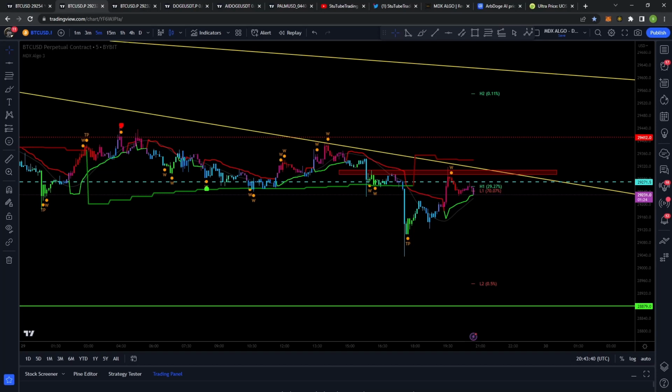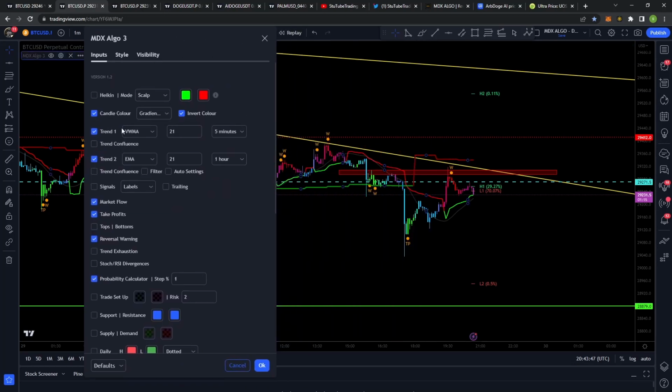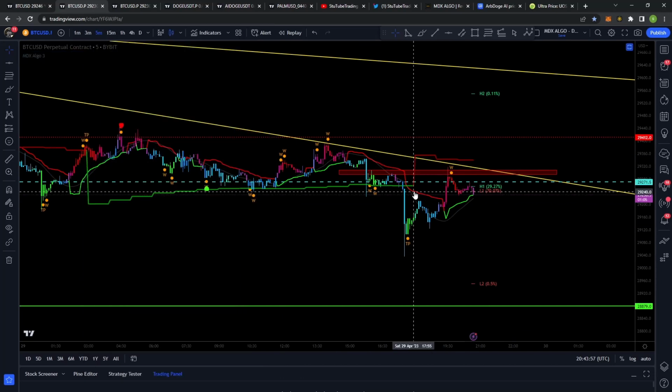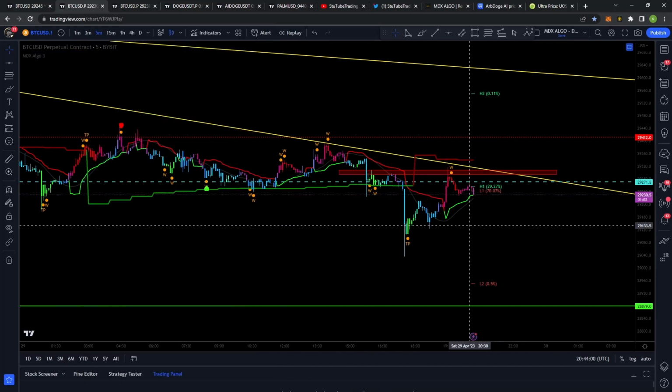It works really nice on the 1-minute chart to have 2 parallel instances of the MDX ALGO 3. That's another thing, you guys, because in the settings, like I was showing, you can have 2 trends which are different from the chart that you're on. But you can actually load a few different MDX ALGO 3s on here, and then you could have more of these trends. Obviously, you're going to fill up your chart a little more.